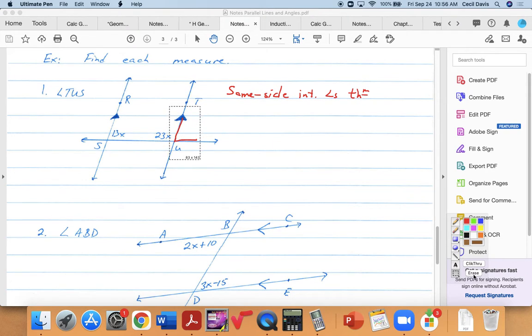Thank you. Yes. How are we supposed to do that on the test? Oh, I'm just saying how you can see it. Oh, okay. Here, we just look at it and go, those are same side interior angles.